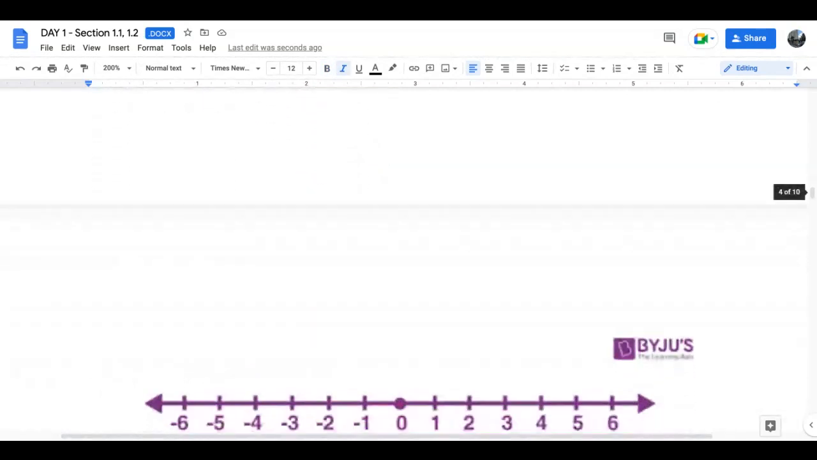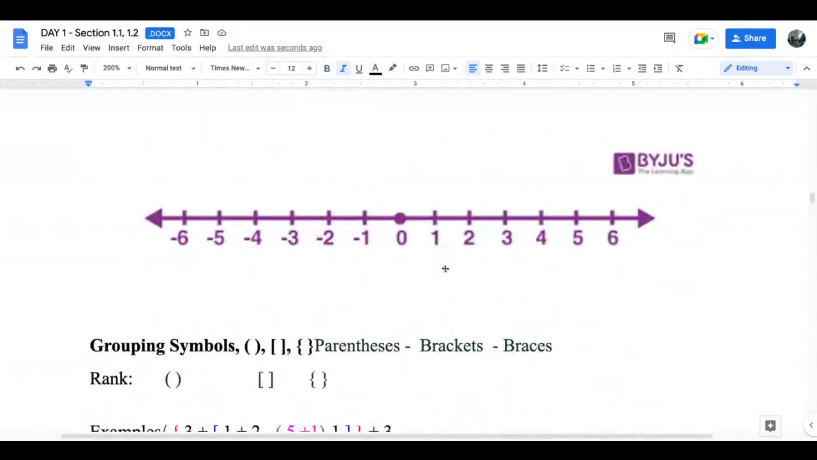Real number line. We use this to represent the real number line. 0 sits in the middle. To the right-hand side are positive numbers. To the left-hand side are negative numbers. As we go to the right, the numbers become bigger and bigger. As we go to the left, the numbers become smaller and smaller. To the left, it goes to negative infinity. To the right, it goes to positive infinity.